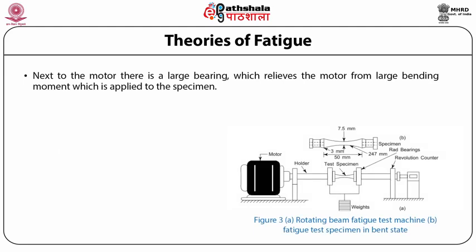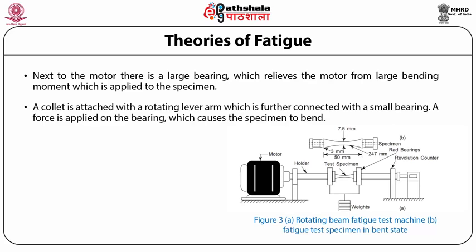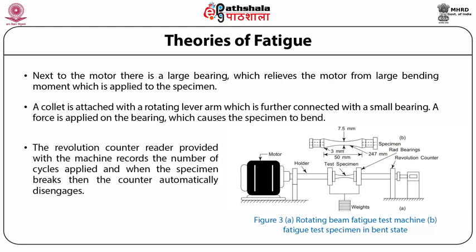Next to the motor, there is a large bearing which relieves the motor from the large bending moment which is applied to the specimen. A collet is attached to the rotating lever arm, which is further connected with a small bearing. A force is applied on the bearing which causes the specimen to bend. The revolution counter provided with the machine records the number of cycles applied, and when the specimen breaks, the counter automatically disengages.